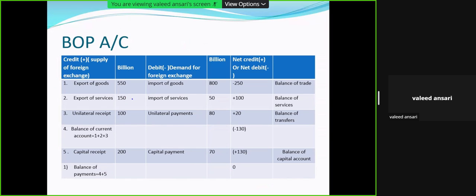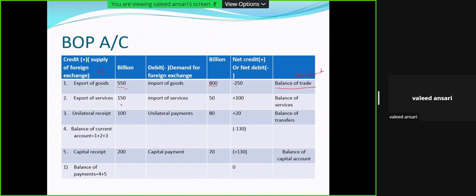Now, this is a stylized statement, given in billions. For example, here it is written export and import. Let us say in a particular year the country exports 550 and imports 750 billion, so the difference is minus 200. This is called the balance of trade, which covers merchandise goods.